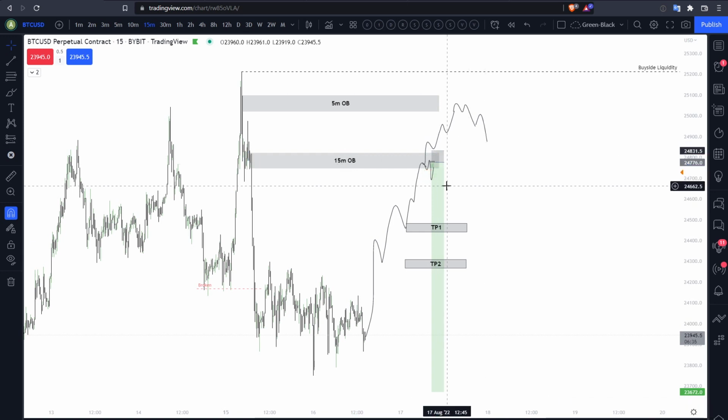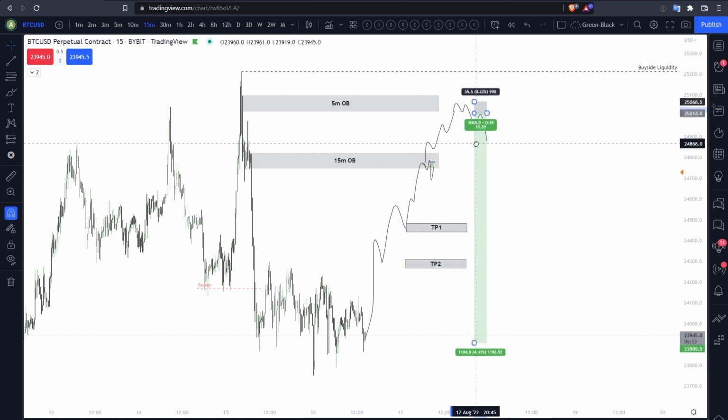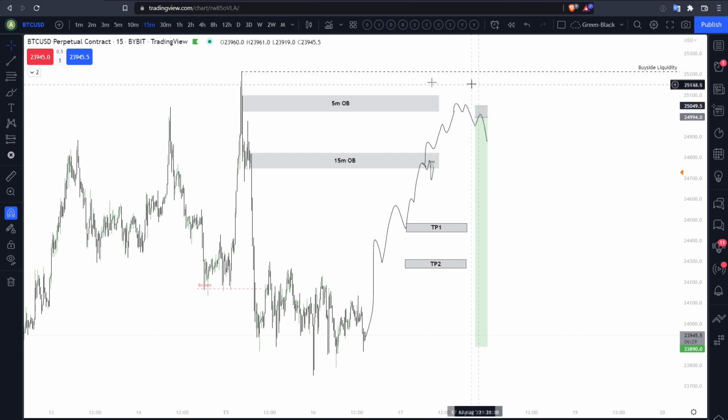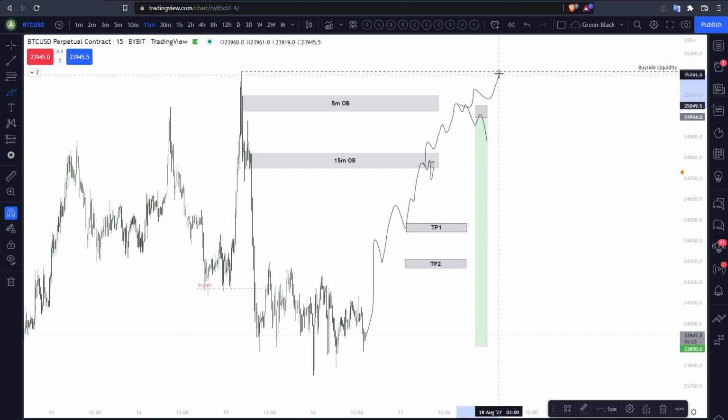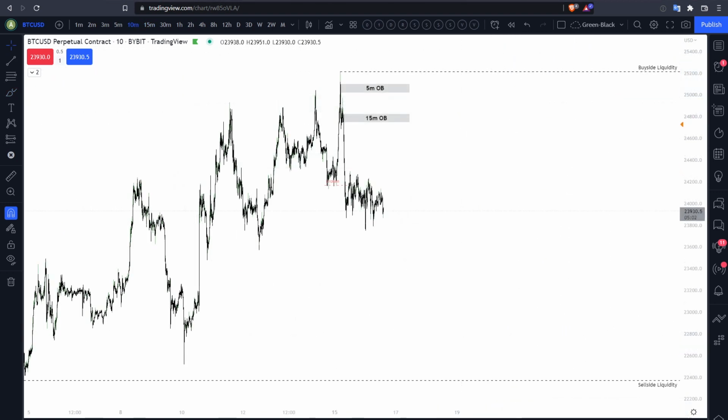If there isn't, however, something like that, if there isn't a change in market structure, and price keeps going higher, then I pursue my original plan of taking a short from this buy-side liquidity. Now let's check the order blocks below the current price.